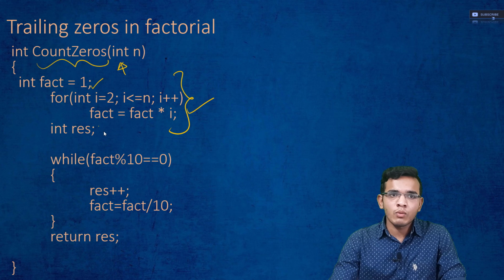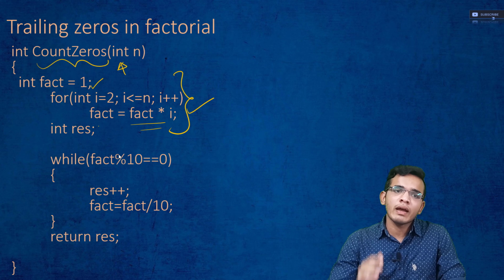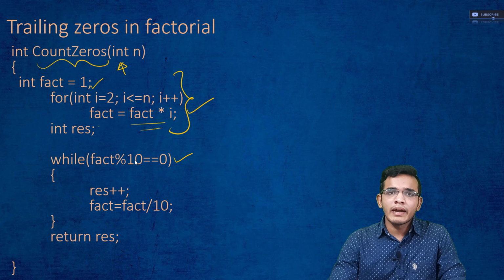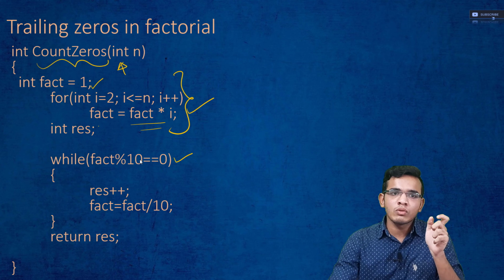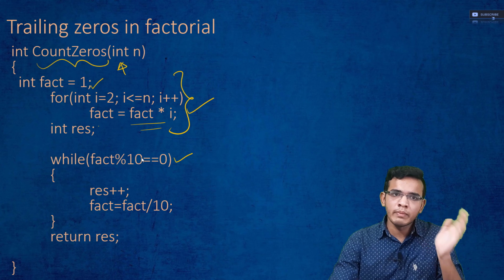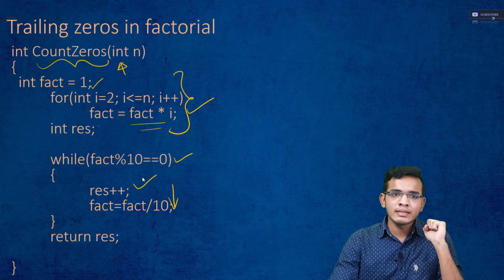So up to here what I have done is I just calculated the factorial, and then I am taking a loop, and for every factorial value I am checking if it is divisible by 10 or not. If it is divisible by 10, I am incrementing my result value and dividing that value by 10. Let's consider an example to trace this program.